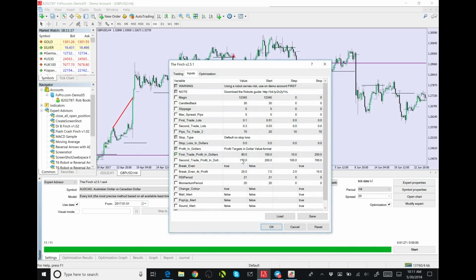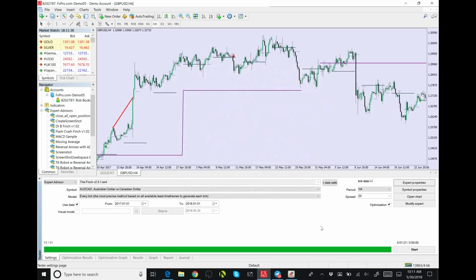All right, let's increase this again. Here we go, 250. We'll do it in steps of 20 this time, and we'll go all the way up to $500 in profit. Let's do it in stages of $25, and we'll backtest some more.